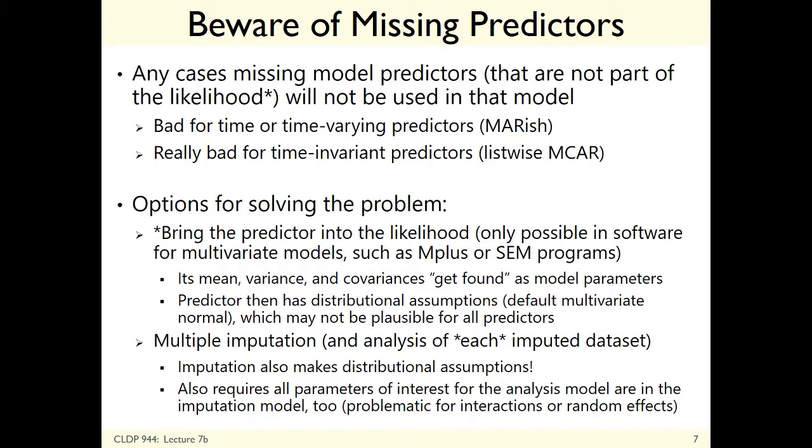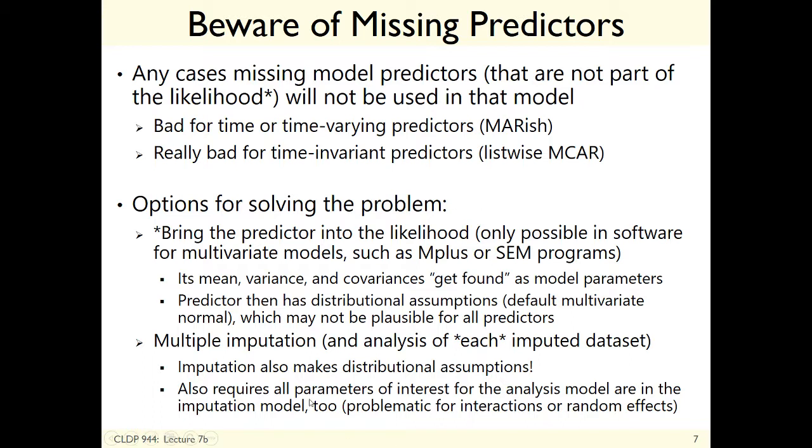So point being, if you allow missingness on predictors by bringing it into the likelihood, you're making distributional assumptions about the predictor. Just be aware of that. The same is true if you use multiple imputation to address missing predictors. All imputation models have some kind of distribution that they're working with. It's normal if you don't get a choice. Like if you use PROC MI, it's normal.